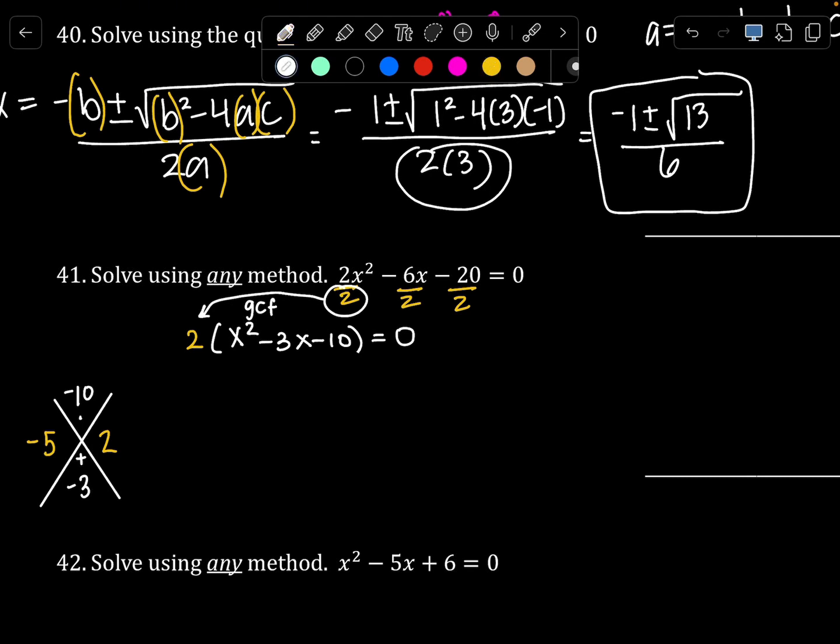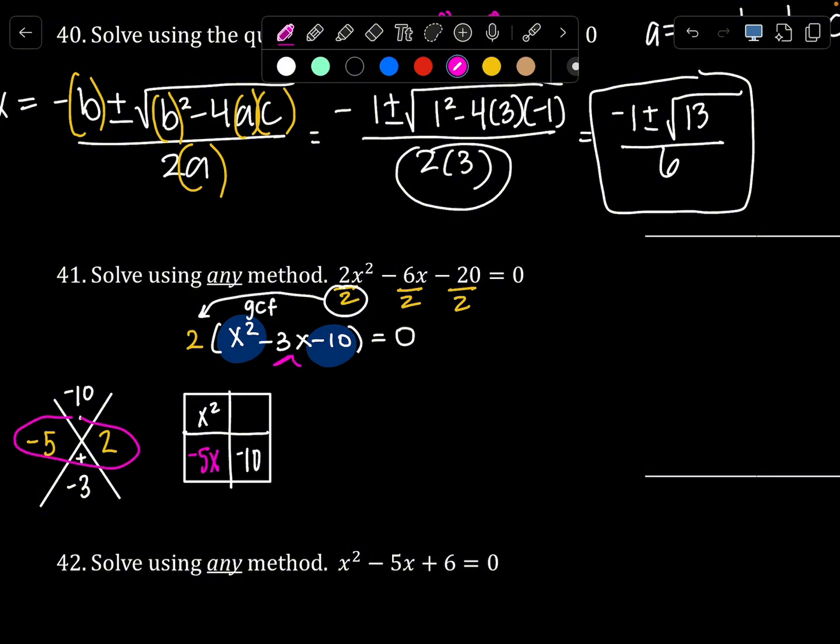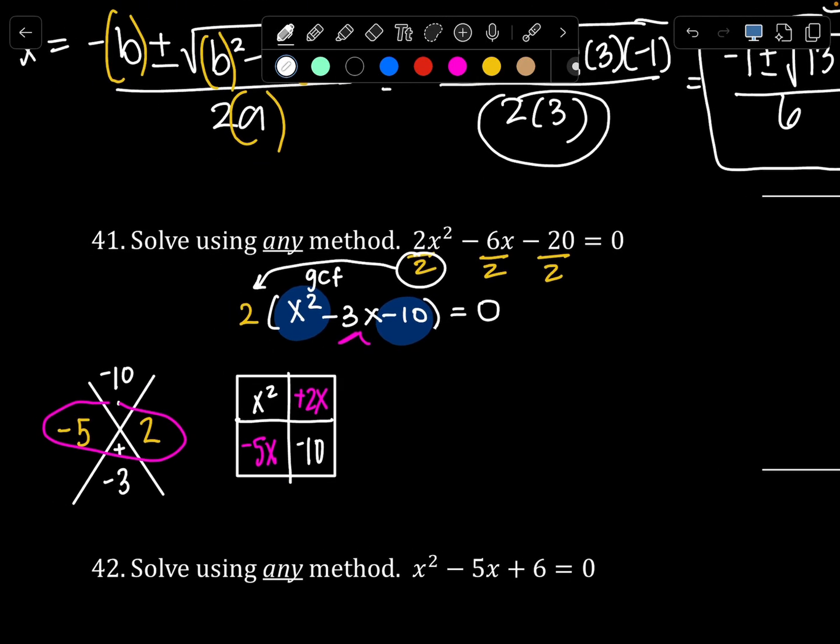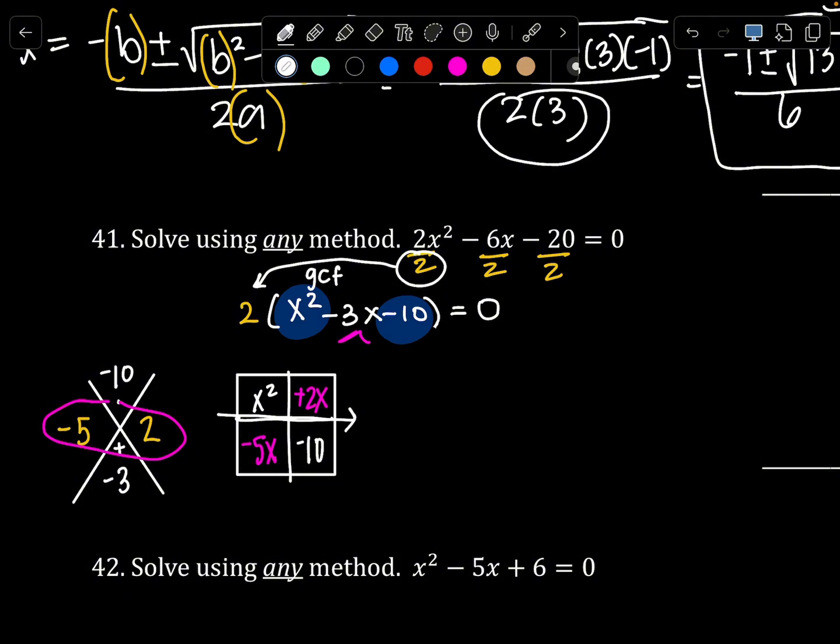So what I'm going to do now is I'm going to use my box. Once I use my box, I am going to put those terms where they belong. X squared, top left, negative 10, bottom right. And those 2 magic numbers, right, I split up my negative 3x into negative 5x and positive 2x. There we go. I find my GCF of the top row. Oh, look at that. The GCF is nice. It's just x, and I just fill in the rest of the boxes. X times positive 2, and x times negative 5.